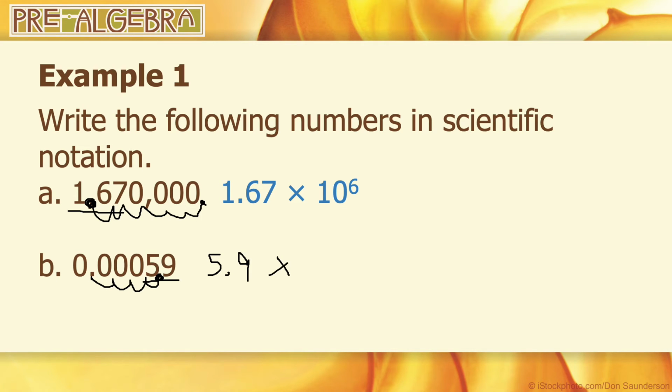times 10, and then is it to the 4th power, like that? If I left it like that, then it would be a big number, right? But it's a small number, it's a small decimal, so we're going to make sure that our exponent is negative.